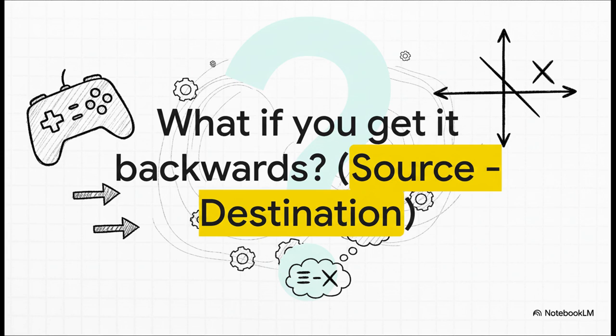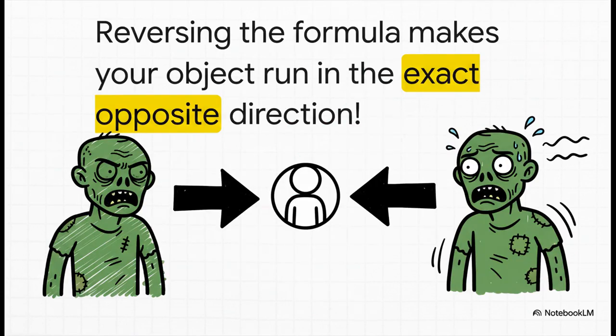Okay, but what happens if you get it backwards? And trust me, this is a super common mistake to make. So what do you think happens if you accidentally type source minus destination instead? Yeah, your object runs away. It goes in the exact opposite direction. Reversing that formula literally just flips the arrow around 180 degrees. So instead of a cool zombie that chases the player, you've accidentally coded a terrified zombie that runs for its life, which is kind of funny, but probably not the game mechanic you were going for.